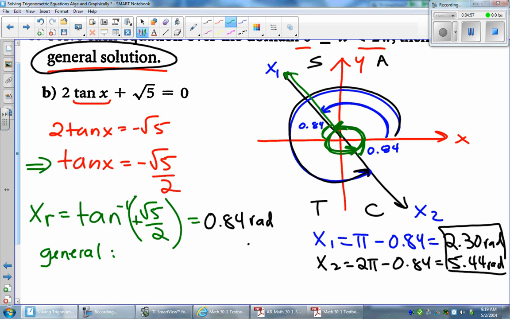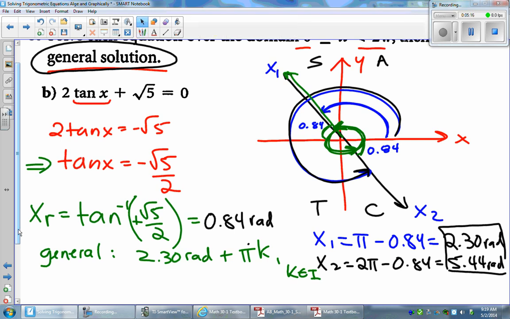So our first general solution is 2.30 radians plus multiples of pi radians. And to show multiples of pi radians, we use the letter k, where k can represent any integer because it can go both in the clockwise and counterclockwise direction.